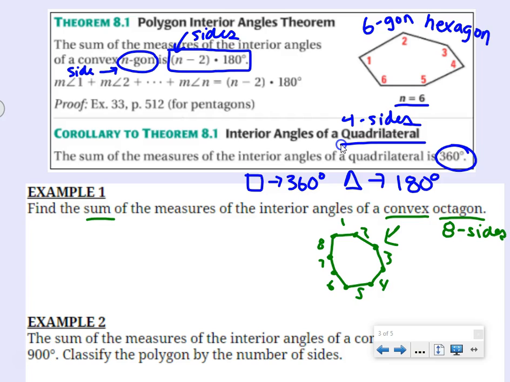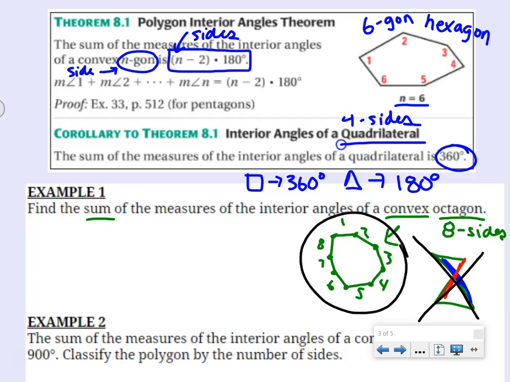So a non-convex figure would be something like this, where the sides overlap. So right here, this side overlaps with this side. So that's a non-convex figure, so we are not working with those. We're working with this type. Okay? So we want to know what the sum of the 8 interior angles would be.